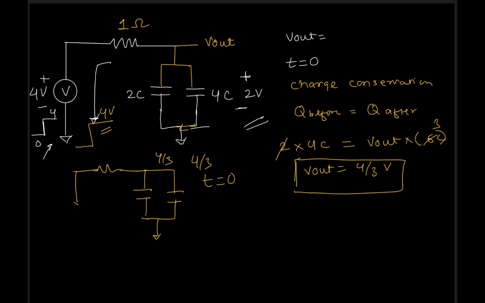Think about it. So the voltage source is connected, which is 4 volts. Okay, so this is 4 volts and this is 4 by 3. That means this node is bigger, so the current will be traveling to this, and this V out will not discharge, but it will get charged.